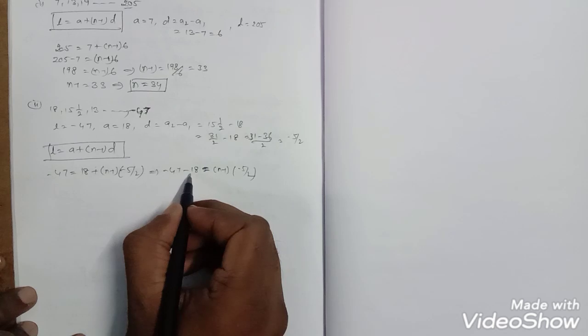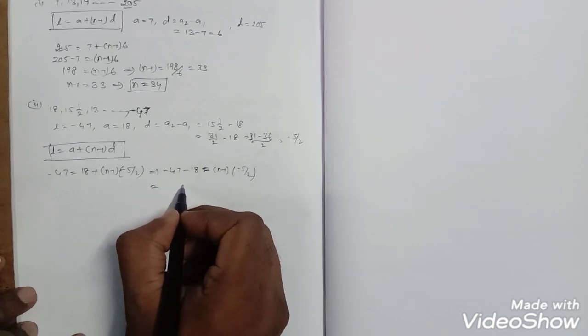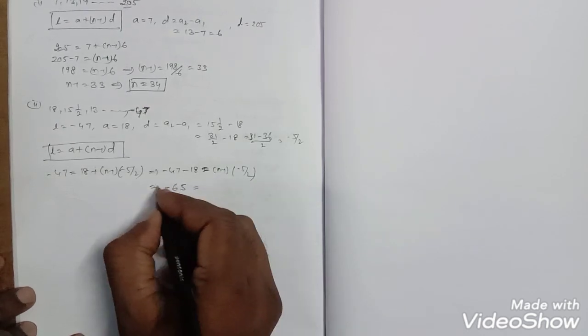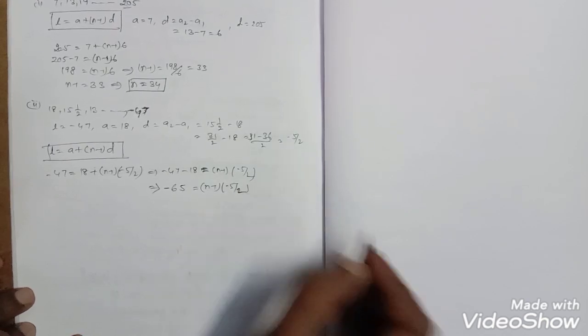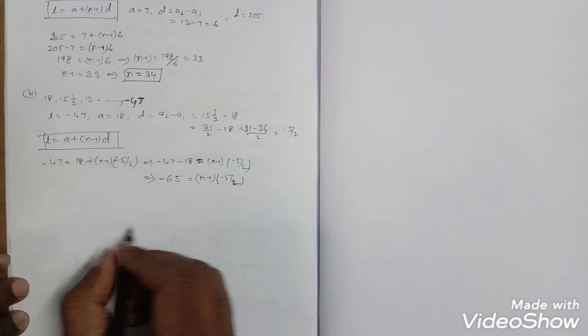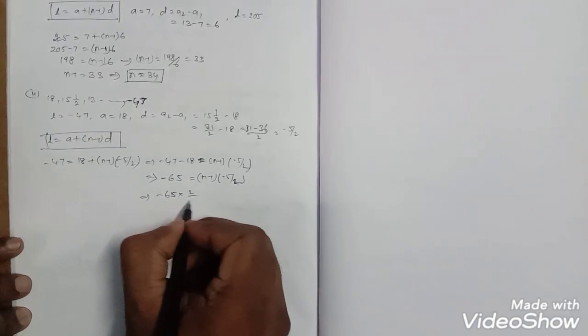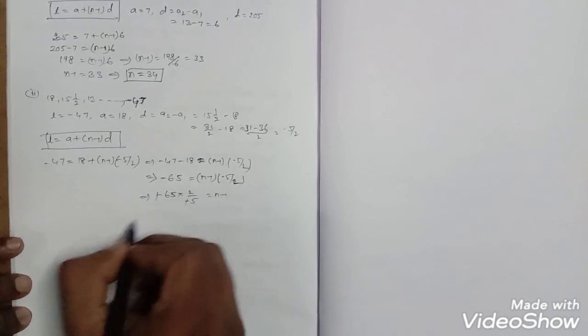Now here, minus 47 minus 18, you will get minus 65. So minus 65 is equal to (n minus 1) into minus 5/2. Right. Now cross multiply your terms. So you'll get minus 65 into 2/minus 5 is equal to n minus 1. Now here minus minus cancel.